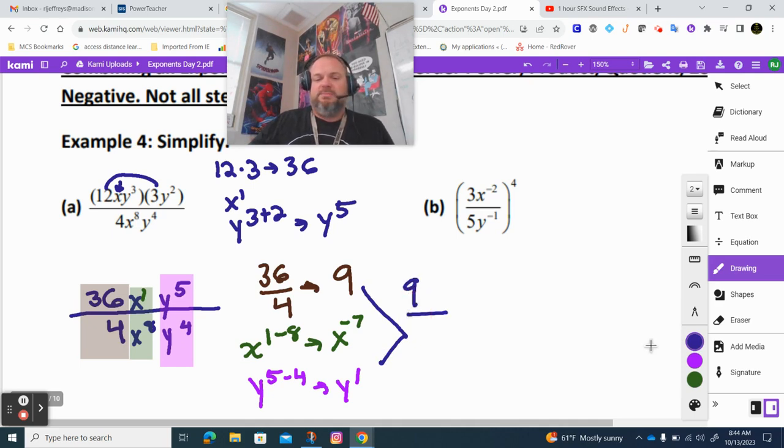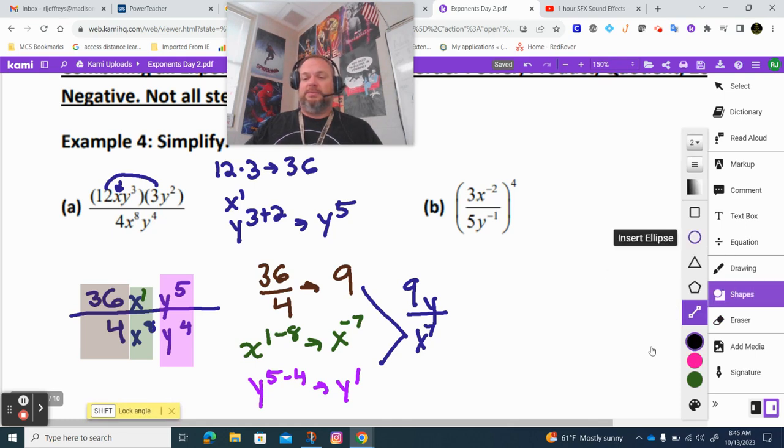All right. So the 9 is going to go on top. The y is going to go on top because they're both positive. All right. This x to the -7. What did we learn about how we make a negative exponent positive? Yeah, if it's in the denominator, we put it on top. If it's like this, we actually put it in the bottom. Okay.